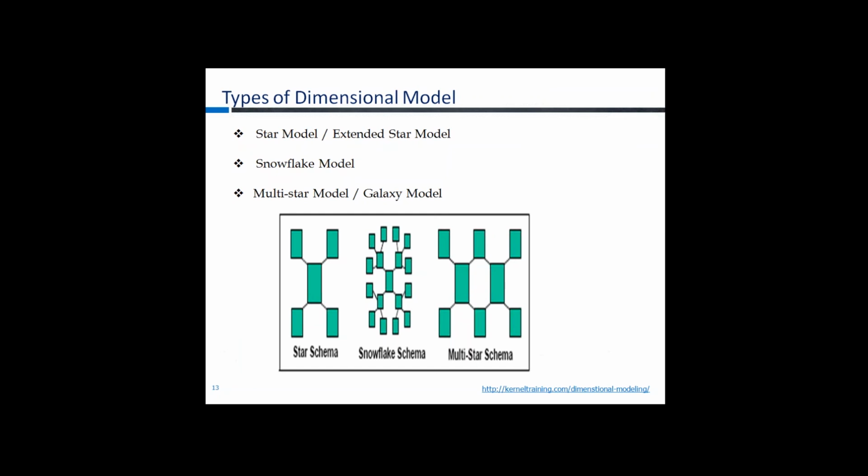So some people refer to it as a bridge dimension, some people say it is a link dimension, but the proper word is the confirming dimension. It means this is a dimension which is confirming the relation between two cubes or two facts. So for that purpose, we have to discuss this multi-star model also.